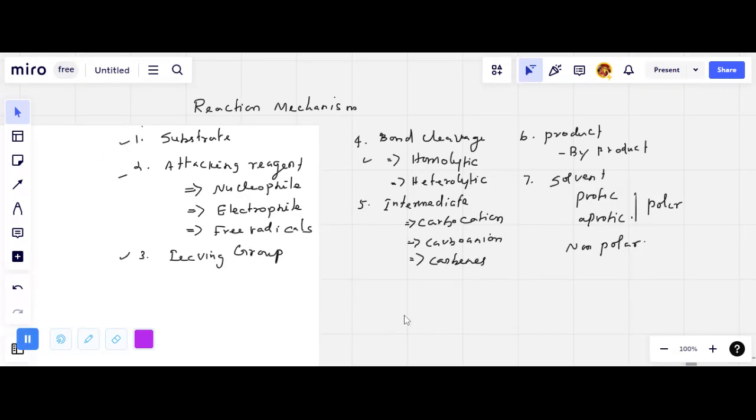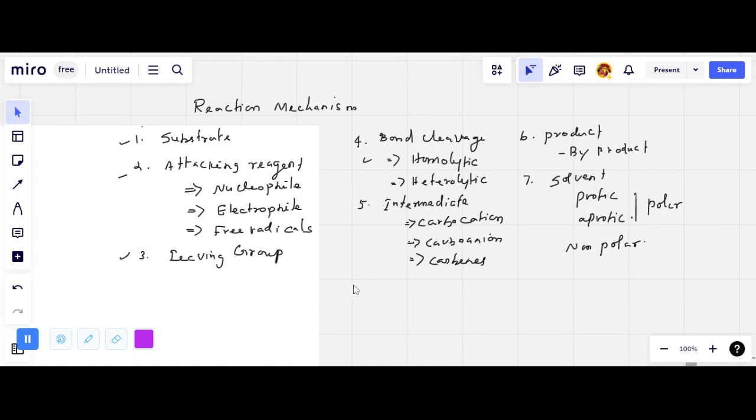The nucleophile possesses a negative charge, or it may be neutral. Electrophile, it may be neutral or positive. And free radicals. Free radicals means atoms which are having a single electron. Okay, so that is free radicals. We have seen this. Then the third one is a leaving group.